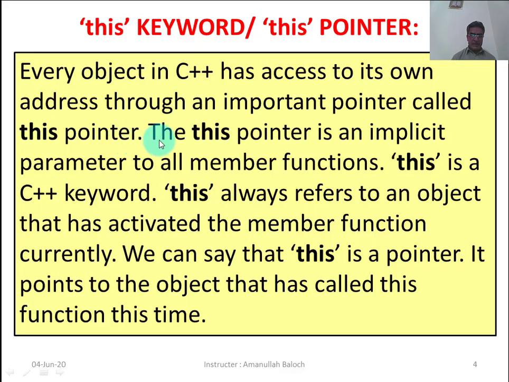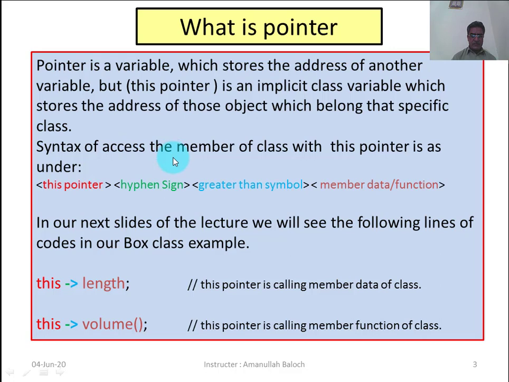Syntax of access. The syntax to access a member of the class with the this pointer is as under: this pointer, arrow sign (->), and then member data or function.